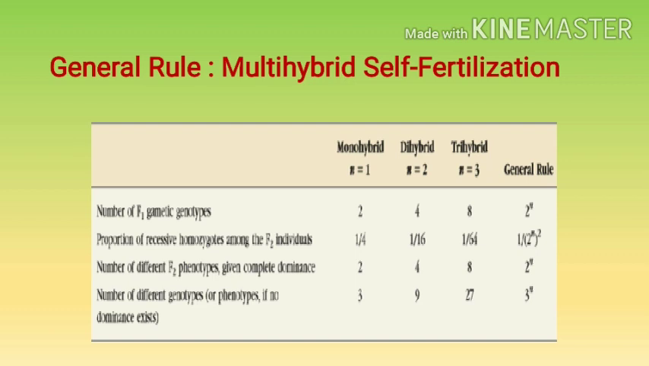Firstly, there is the number of F1 gametic genotypes. So F1 gametic genotypes are 2 in case of the monohybrid cross. Now what do we mean by these gametic genotypes?